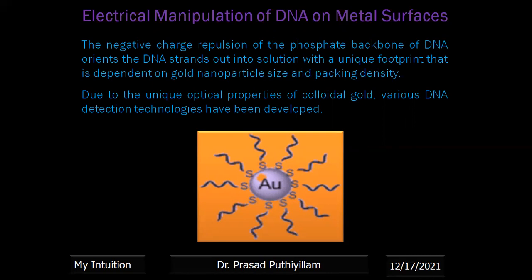Due to the strong interaction between gold and thiol, a single monolayer of DNA around the gold nanoparticle can be obtained. Even the negative charge repulsion of the phosphate backbone of DNA orients the DNA strands out into the solution with a unique footprint, which depends upon the particle size of gold as well as its packing density.